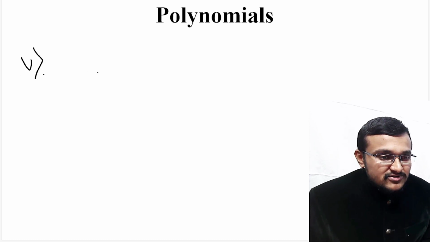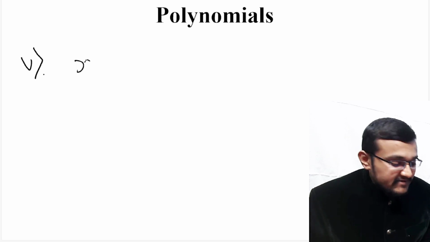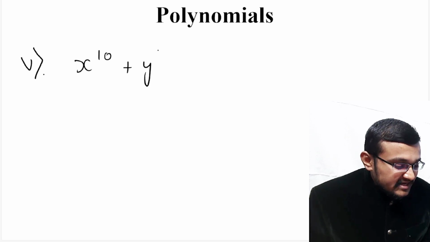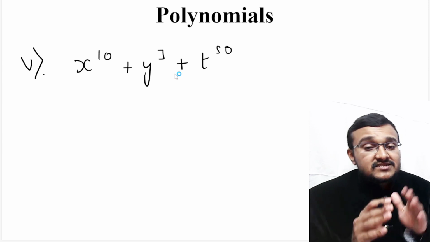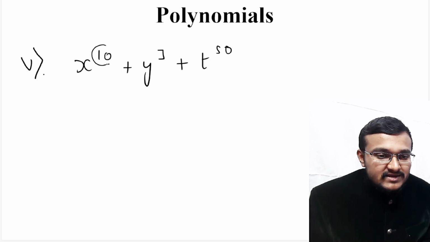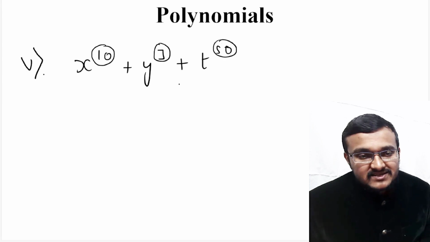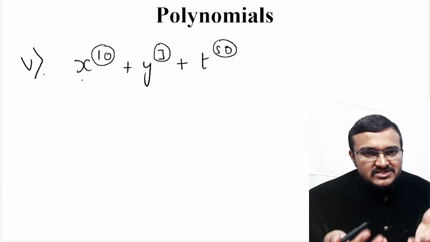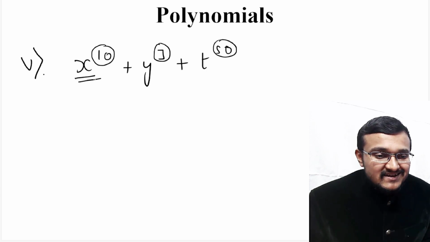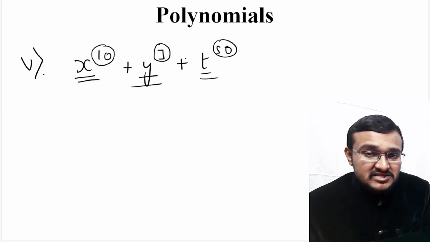Now coming to the fifth expression in this first question, here you have x power 10 plus y cube plus t power 50. Here this is a polynomial because the power is a positive integer. You can see 10, 3, 50 is there, so a whole number is there as the power. So this can be a polynomial. But here you can clearly see x is there, y is there, and t is there. So that means different variables are there.